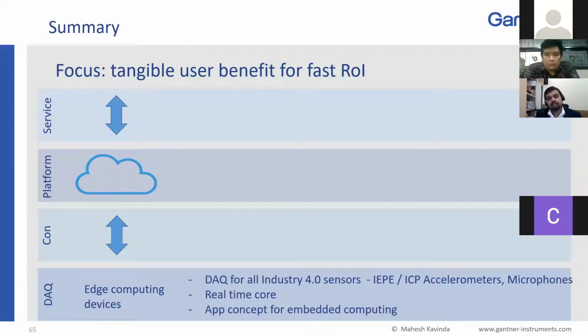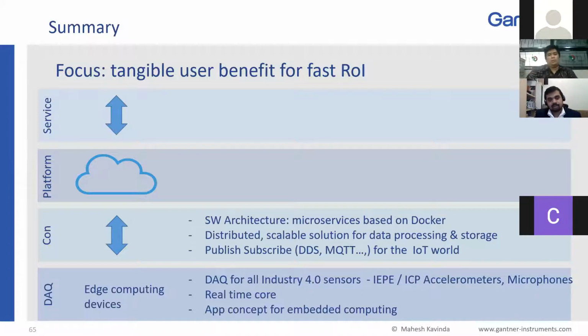On the DAQ level, all traditional sensors, the typical voltage or current type sensors, are integrated into the DAQ, joining with all the Industry 4.0 applications. Real-time core works inside the DAQ, and the apps connect for embedded computing, readily available developments, plus software architectures. And it is enabled with microservices based on Dockers. So if someone says the software costs X thousand dollars, they can freely develop their own application. And it is a distributed scalable solution for data processing and storage.